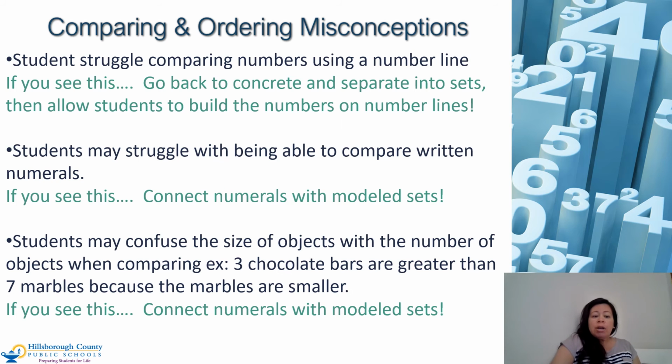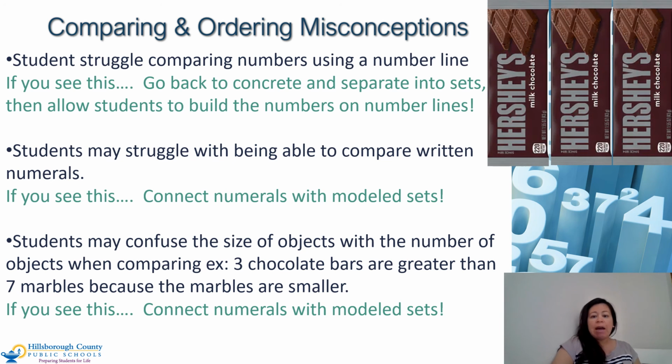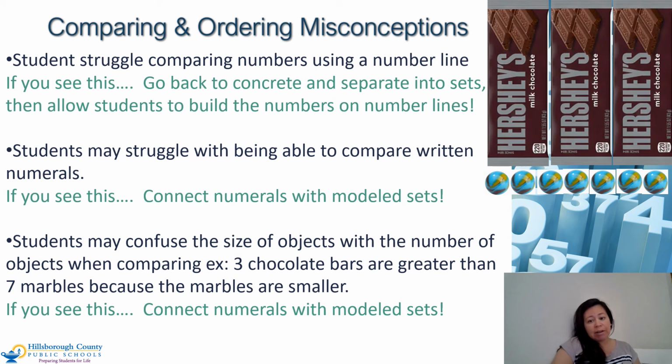Last one, if students confuse the size of objects with the number of objects when comparing, then you want to make sure you're utilizing different sizes of things. So for example, if we have 3 chocolate bars, some students may say that 3 is greater than 7 if we're comparing chocolate bars and marbles, simply because the marbles are smaller in size. So we want to make sure that our students don't have those misconceptions by asking them to compare different sets of items.